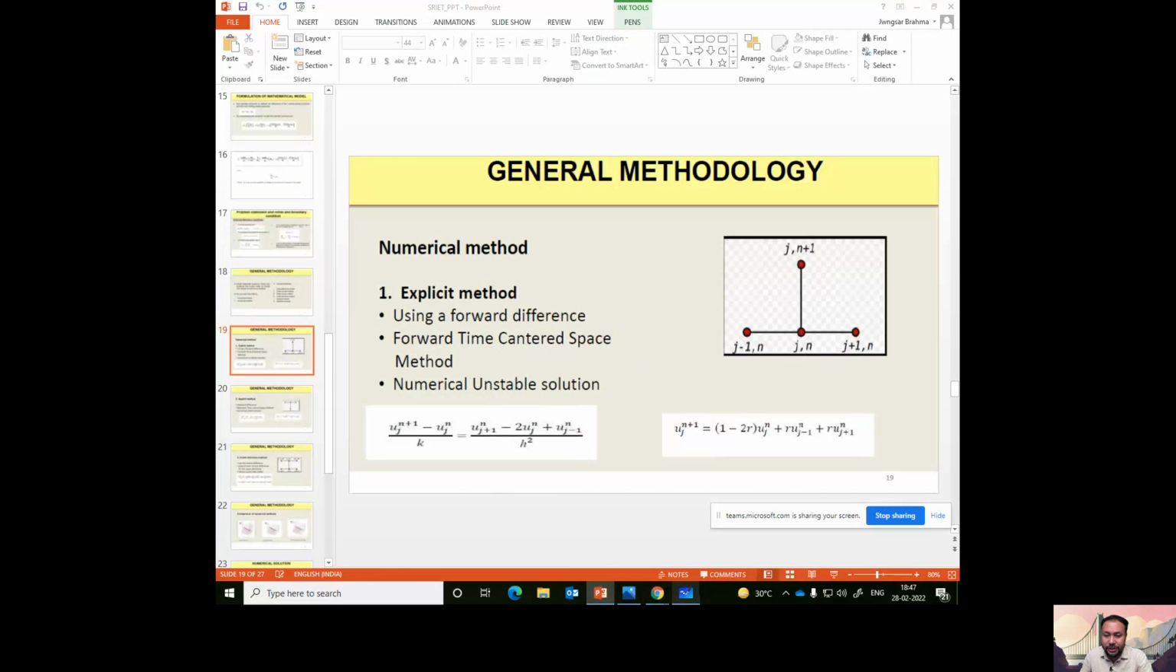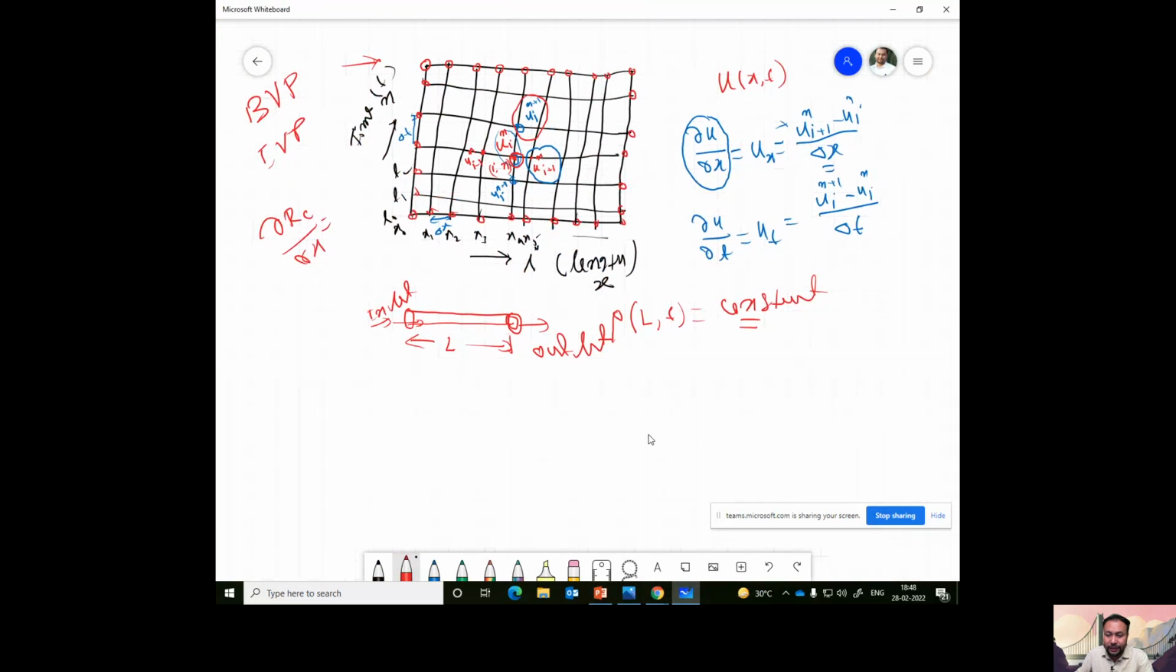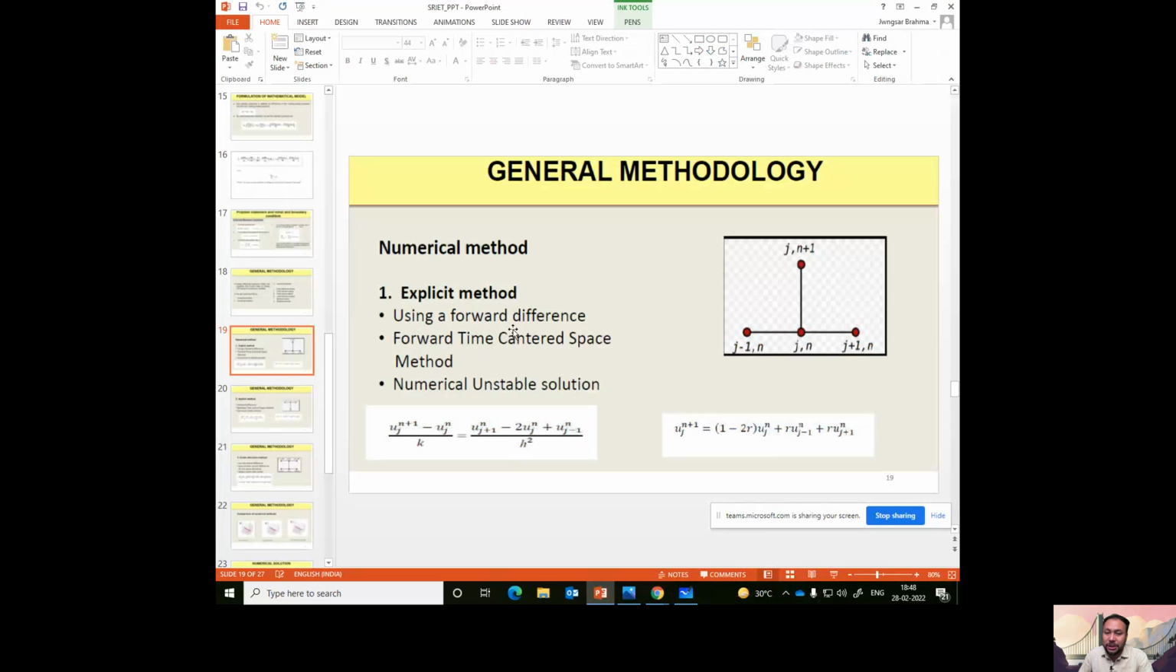So what is R here? Don't get confused here: R is equal to K by H square. What is K? Here delta X is equal to H, and delta T is equal to K. It is the increment along the x-axis, and the increment along the t-axis. So we use the forward difference, which is not stable, so we don't use it here. I can get the value of this once I have this value and this value, or I can get this value if I have this value and this value.